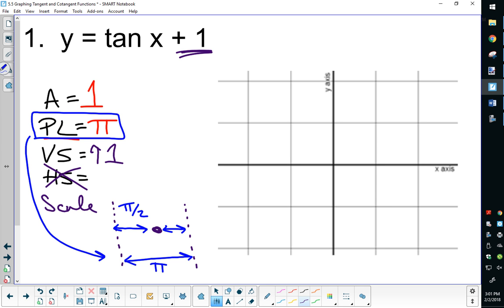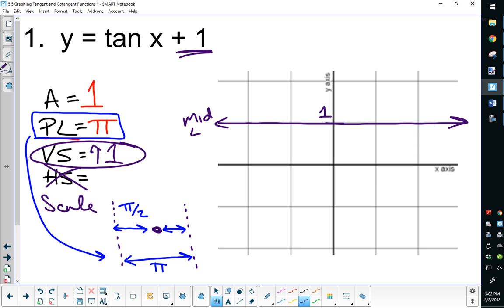I already gave you the graph on this one. We'll show you how to do that in a second, but I gave you the graph. Midline is next. That's my vertical shift. So for this one, I got an up 1, so go up 1, and you draw a line. That's the middle of my graph. Everything is going to go around that midline right there. Everything's going to revolve around that. I don't have a horizontal shift, so I'm going to skip that.